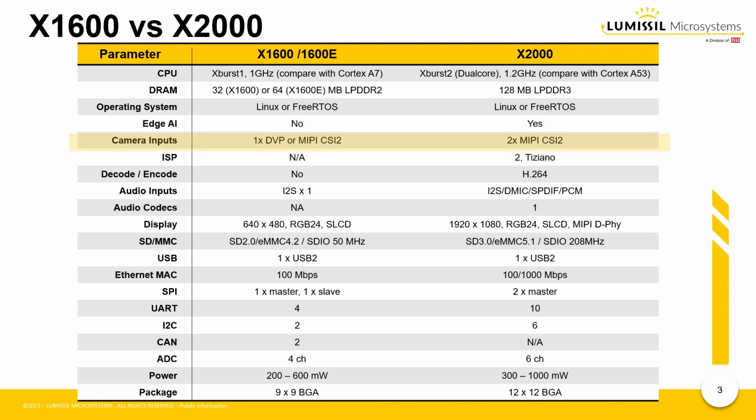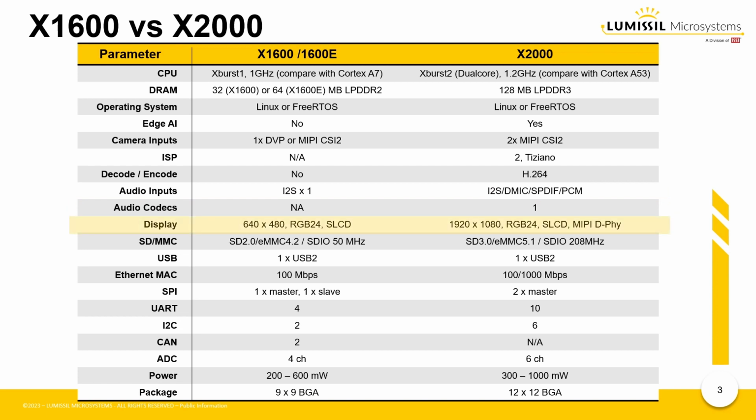Both have inputs for cameras. The X1600 and X1600E have 1x on the DVP port or on the MIPI CSI2 port, and the X2000 has two MIPI CSI2 ports. The X2000 has two built-in ISPs. The X2000 also has H.264 encode and decode. They both have audio inputs, the X2000 having a couple more options for digital audio. The X2000 has an audio codec.